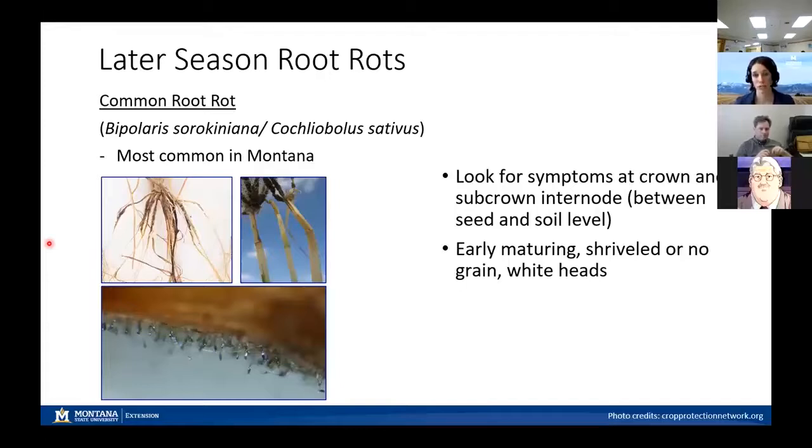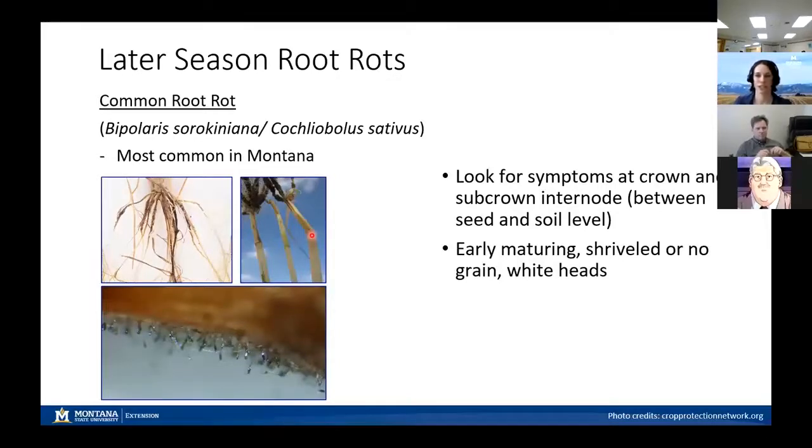So a telltale symptom for common root rot is when you dig up the base of your plant, you will observe a brown discoloration of the subcrown internode, which is the segment between the seed and the crown. And typically what we also observe with common root rot is these brown and shiny streaks at the base of the plant, which are shown here in this picture. And they rarely extend above the first node, so you will always observe them very close to the soil line. Generally, the root system is brown and discolored and somewhat reduced.